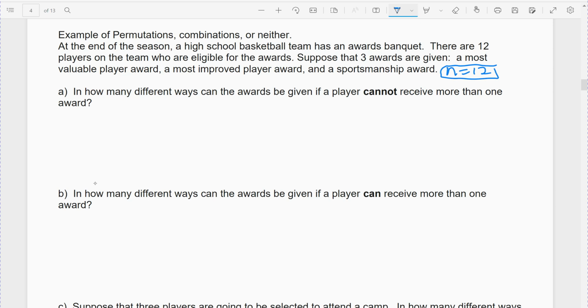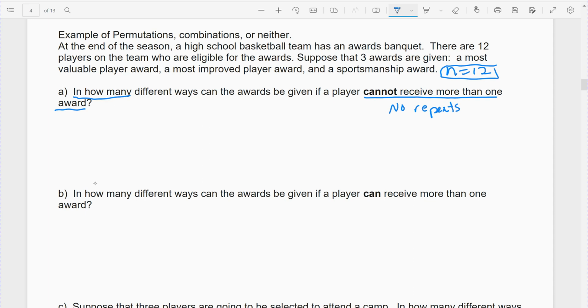Alright, so the first question is, how many? So again, we're asking for the count. Different ways can the awards be given if a player cannot receive more than one award. And so that last part means no repeats, right? Once somebody's been selected for the Most Valuable Player, they cannot be picked again for the Sportsmanship Award. Alright, so that narrows it down to it's either a permutation or combination.